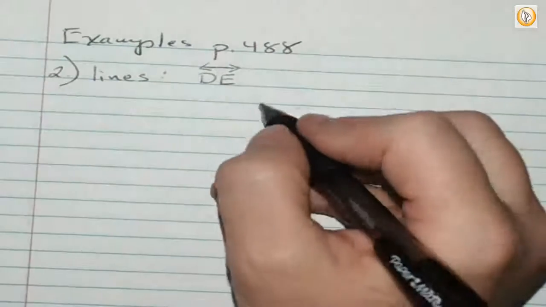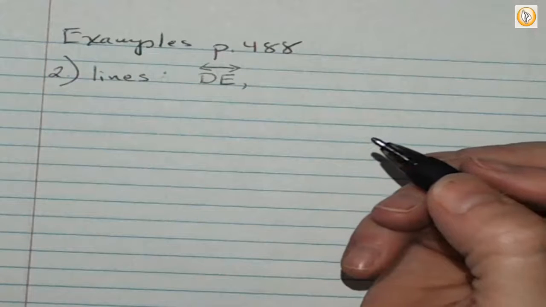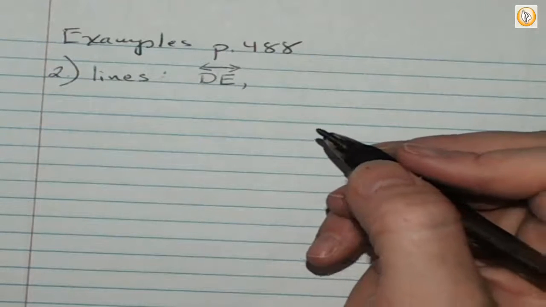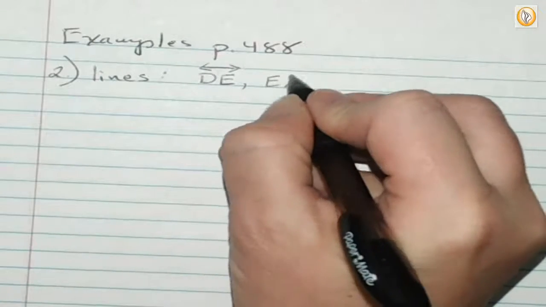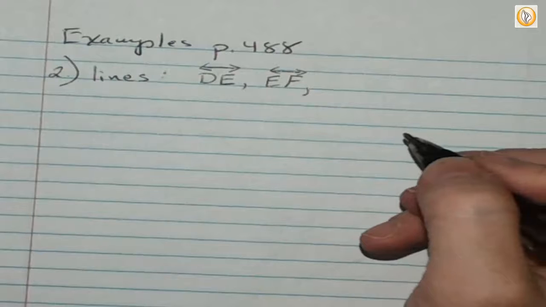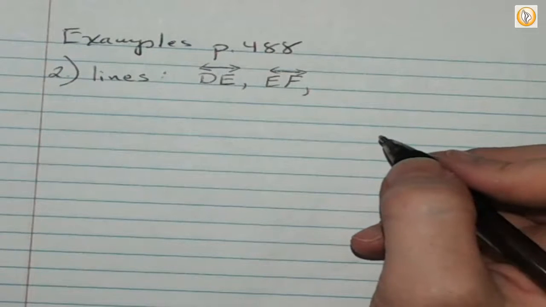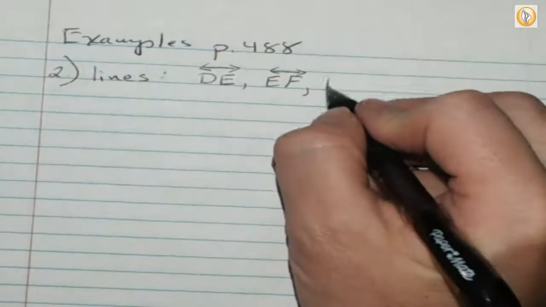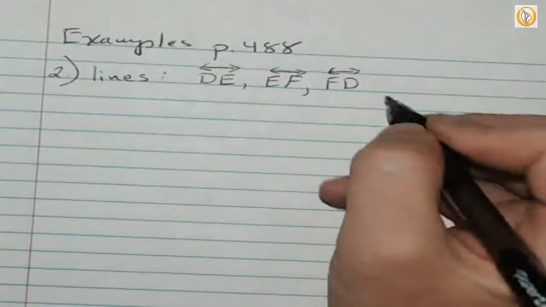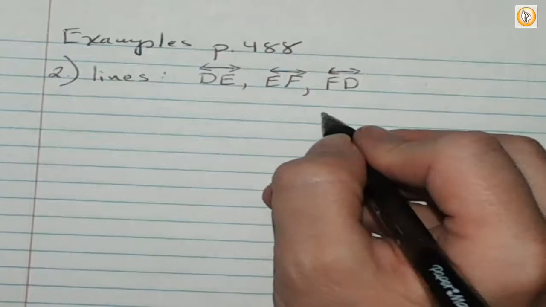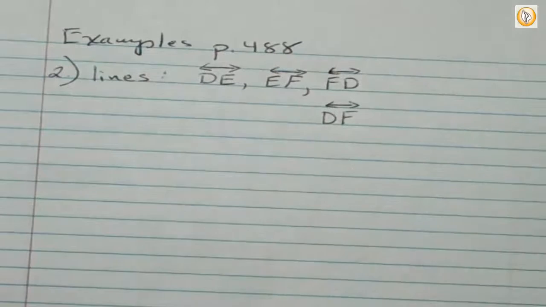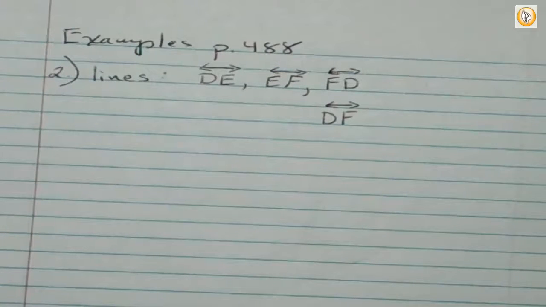And it has to be written that way. Michael, tell me another one. Line EF. Cecilia, name one more. Okay, line FD. Could it also be DF? Now, if you were to write line DF, that is fine, but it's still the same line.